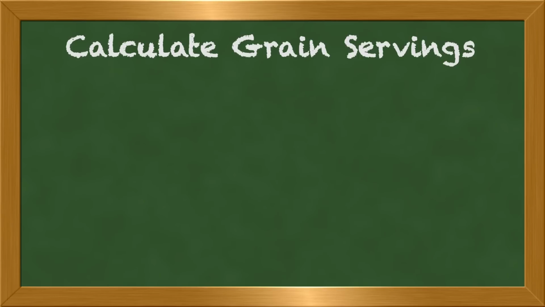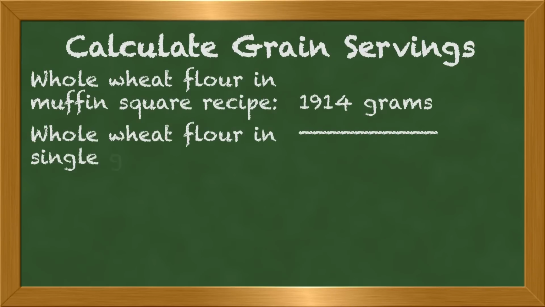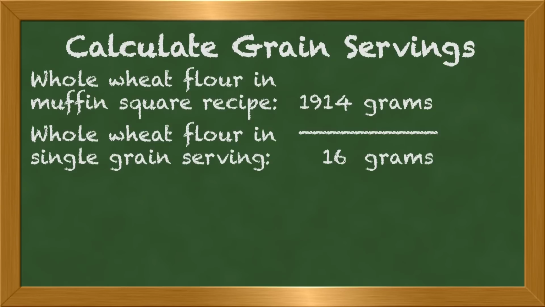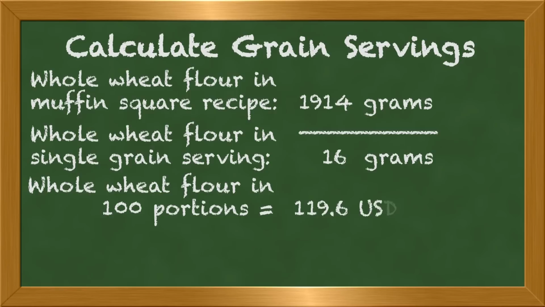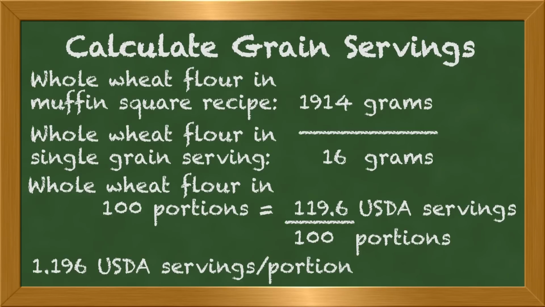In this example recipe, calculate the grain servings for muffin squares. We can calculate there are 1,914 grams of whole wheat flour in the recipe. Divide this by 16, which is the number of grams of whole wheat flour that equals a single grain serving. The result is 119.6 USDA servings of whole wheat flour in the recipe for 100 portions. Divide 119.6 servings by the 100 portions to equal 1.196 USDA servings per portion. Remember, 1/4 of a serving is the smallest amount that can be credited. Therefore, round this number down to 1 grains bread serving per portion.